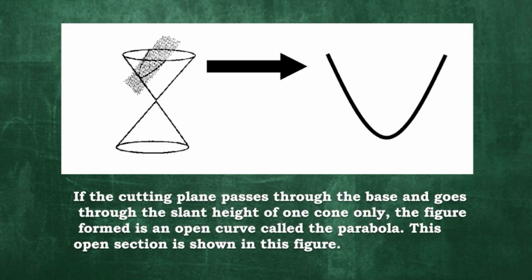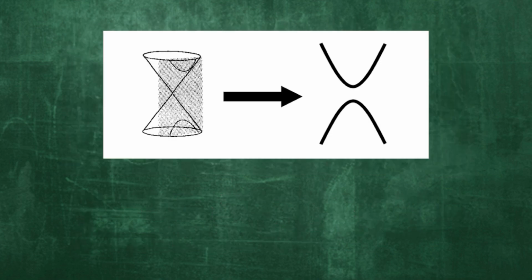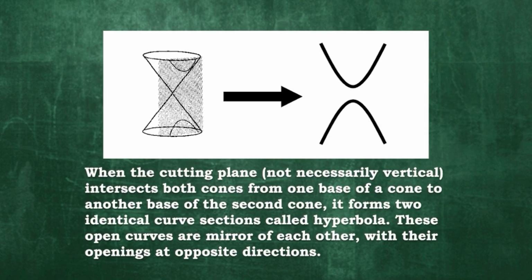If the cutting plane passes through the base and goes through the slant height of one cone only, the figure formed is an open curve called the parabola. This open section is shown in this figure. When the cutting plane, not necessarily vertical, intersects both cones from one base of a cone to another base of the second cone, it forms two identical curved sections called hyperbola. These open curves are mirror images of each other, with their openings in opposite directions.